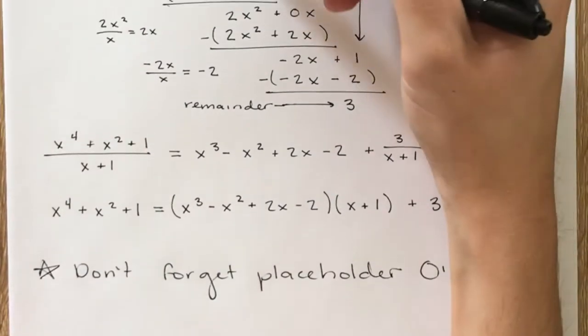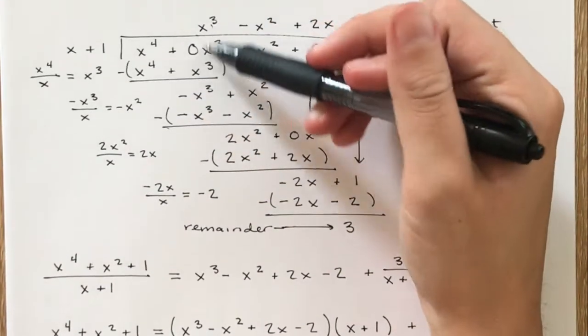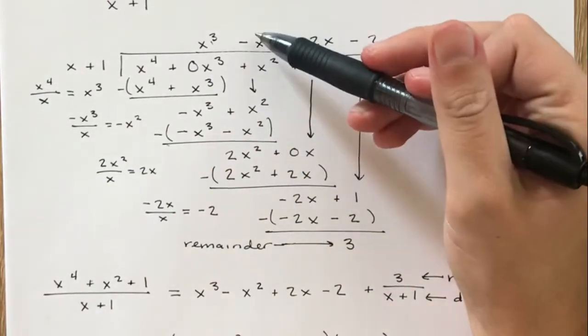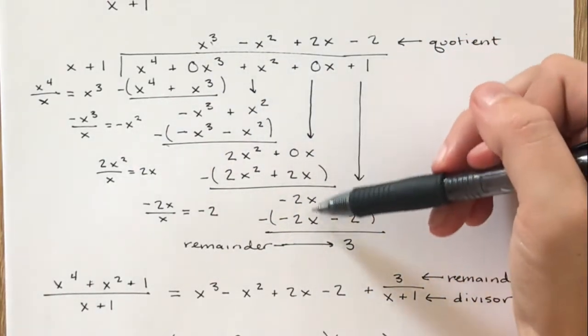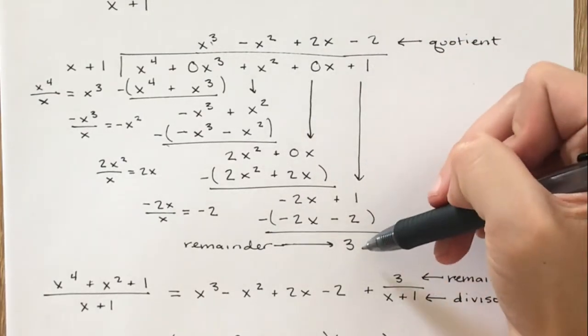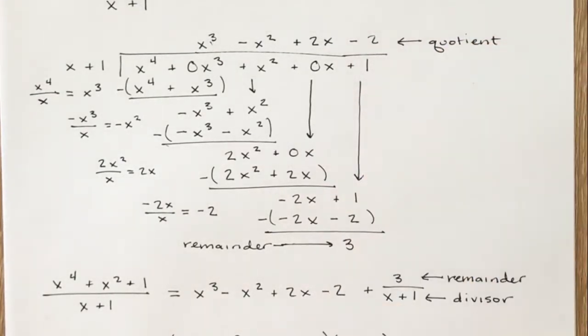Before we move on, again, I would like to point out how if we look at these columns, they're totally lined up, right? All of these terms are x cubed, all of these terms are x squared, all of these terms are x, and all of these are constants. That's very important and totally by design. Okay, let's try another one.